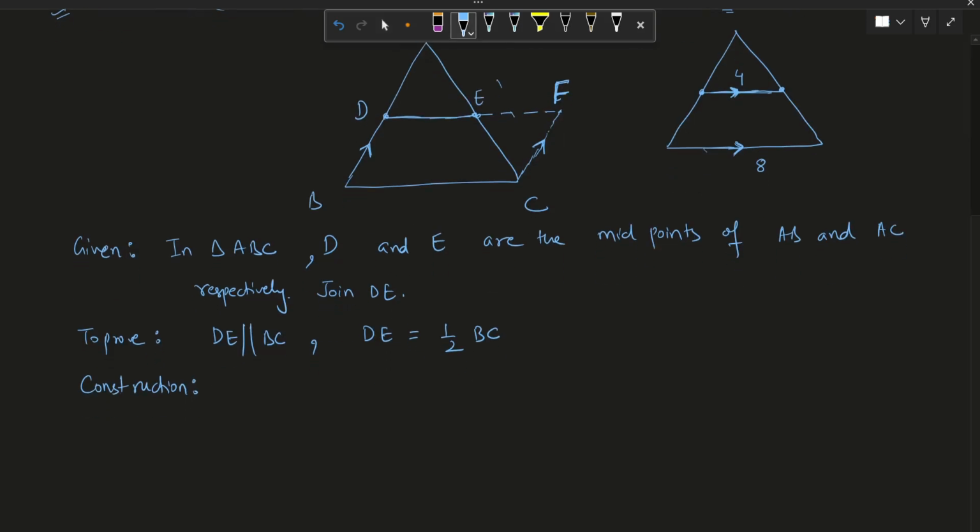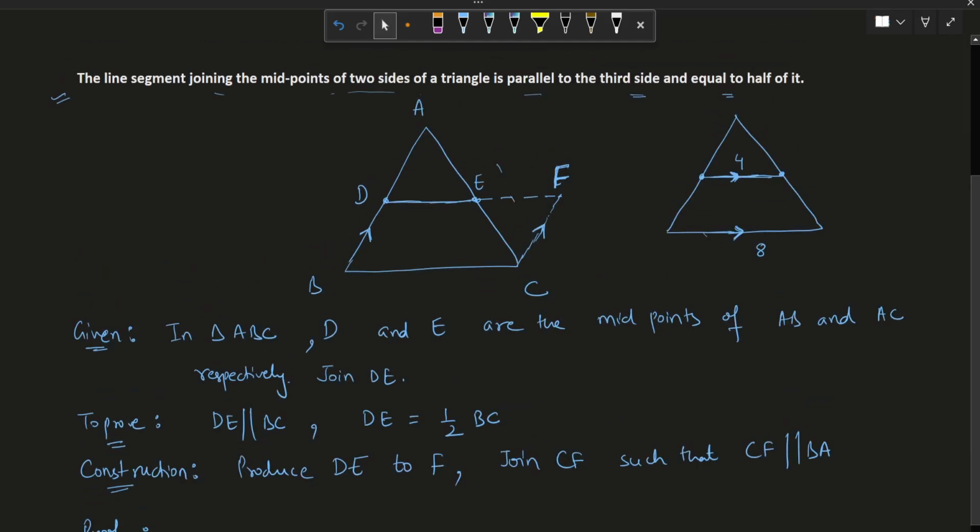Let us write the construction. Let's produce DE to F, join CF such that CF is parallel to BA. Clear till here? We have written the given, we have written what to prove, and we have written the construction. Now we have to do the proof. This is the part of the theorem where you will prove. So let us take this figure, or we have to draw this figure or come back to this figure again and again.